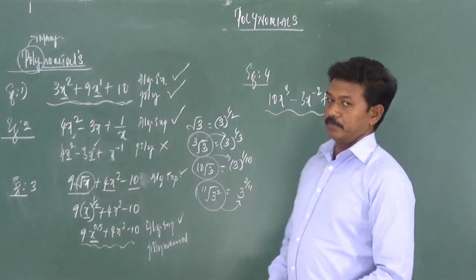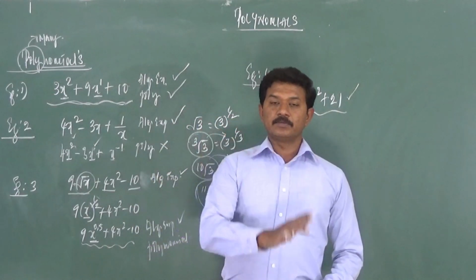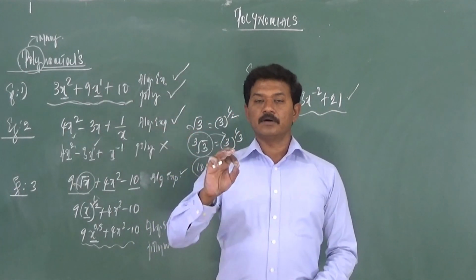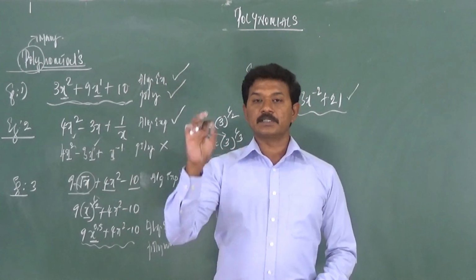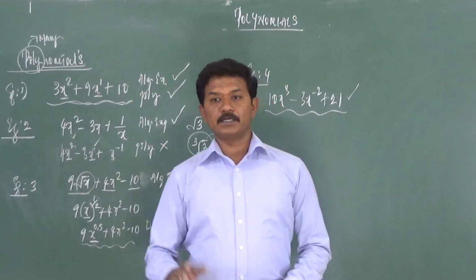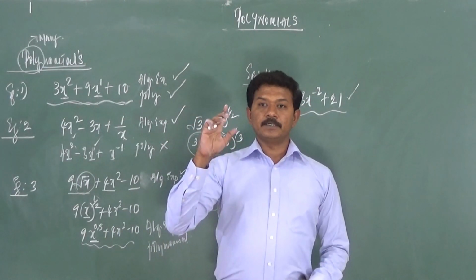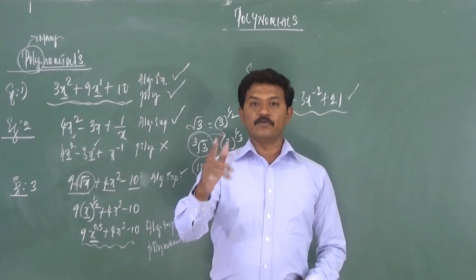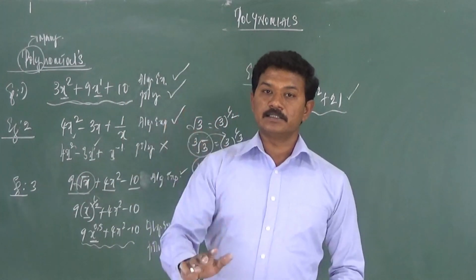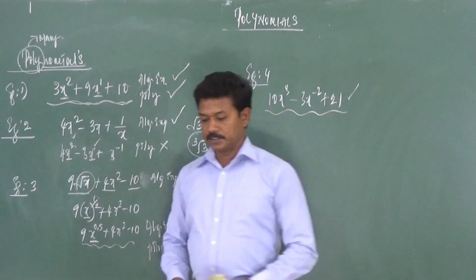So what is a polynomial? A polynomial is an algebraic expression, no doubt in that, whose exponents of the variables are non-negative integral powers. Very important, I will repeat. Polynomials are the algebraic expressions in which the powers of the variables involved are non-negative integral powers. In the sense they should always be whole numbers. So this is the type of polynomials. Okay, we will go with this.